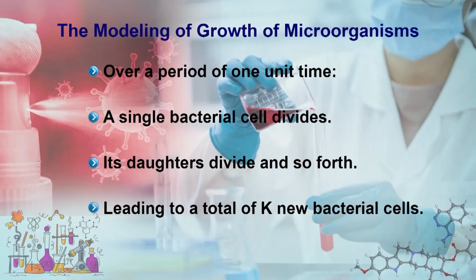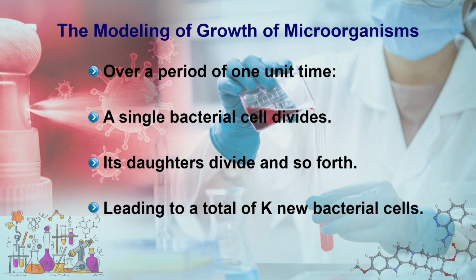We know that there are some conditions: over a period of one unit of time, its daughters divide, and so forth. What does it mean? It means there is growth in the population of bacteria, or a difference between the population of bacteria at time t and after time t.